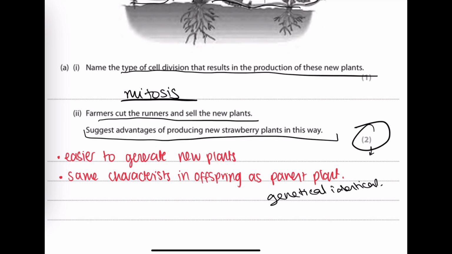This also can be, it's easier to generate new plants since it's also way quicker to produce them. And it's also very cheap because the plants will not run out and there's no need to buy new plants and new seeds.